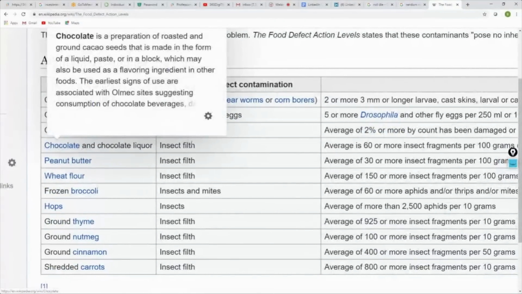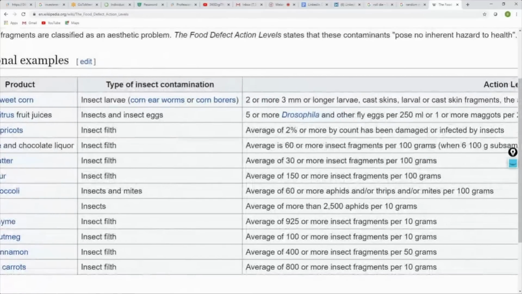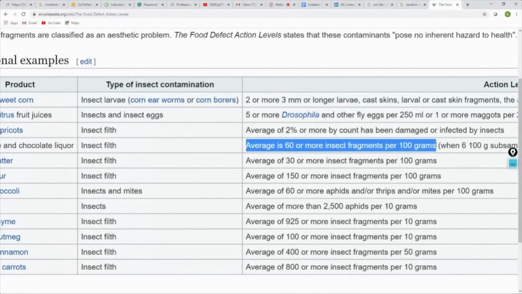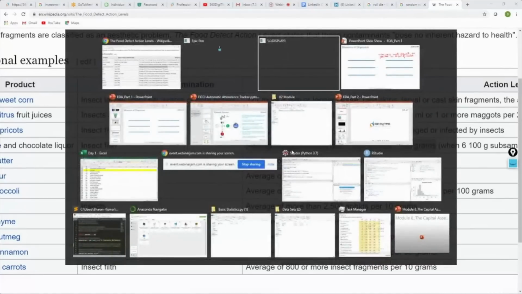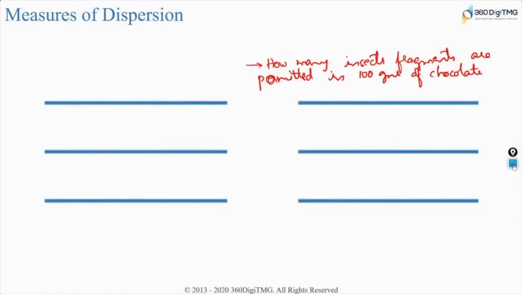Chocolate, here it is. In 100 grams of chocolate, if you have more than 60 insect fragments, it would be rejected. If you have less than 60 insect fragments, you can consume it. It won't harm you.